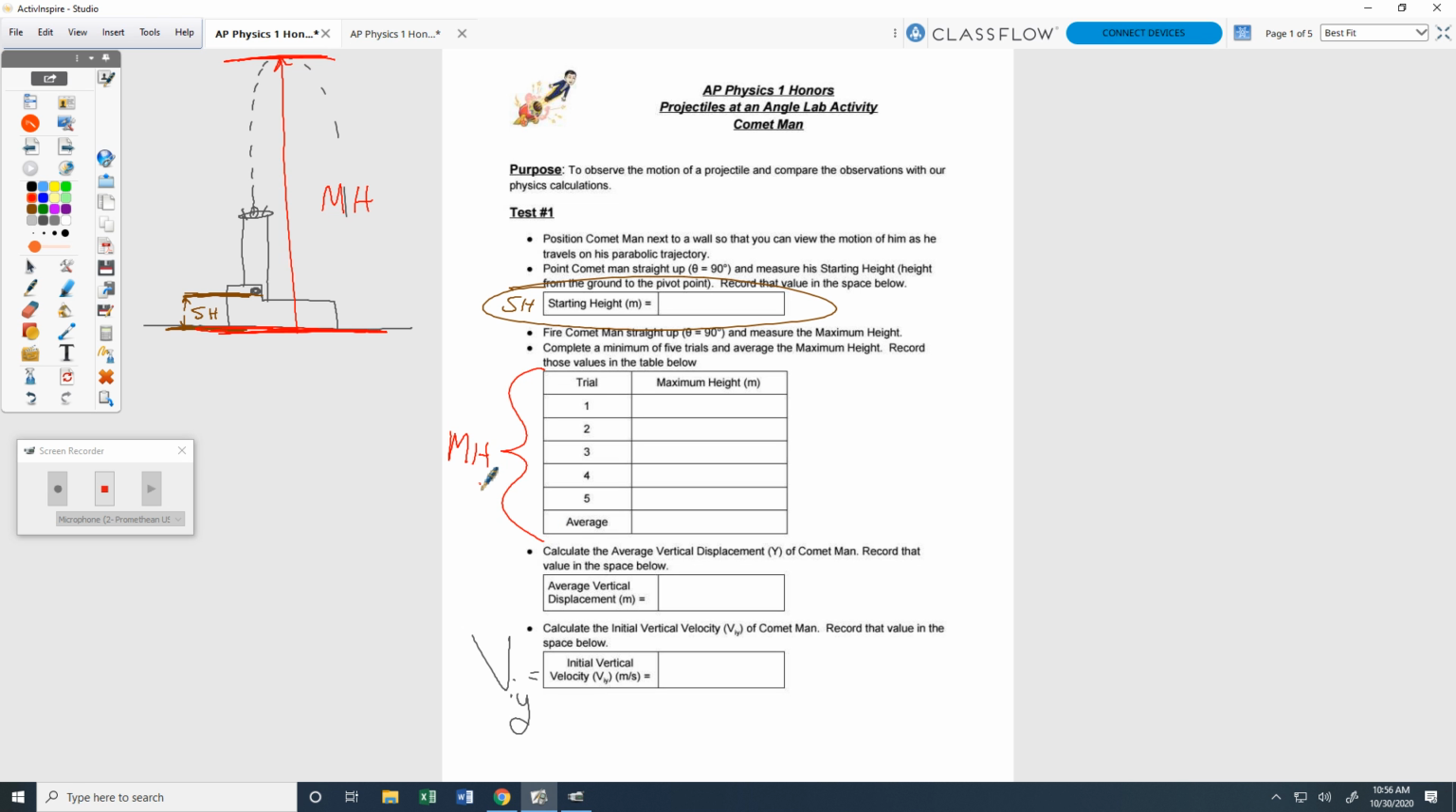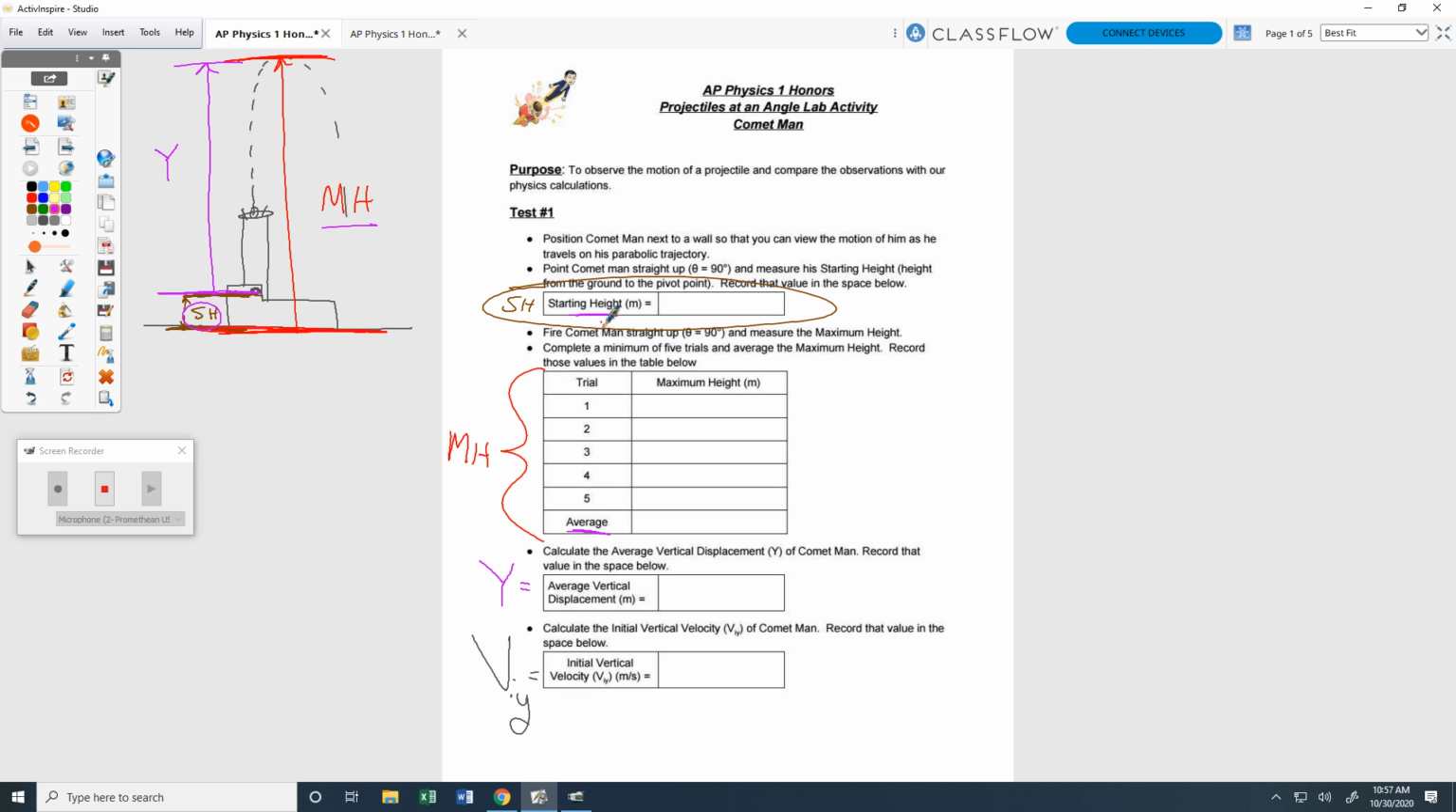Now some people did measurements a little bit differently, so you might be a little different from what I have, but really what I want is Y. Y is the average vertical displacement, from this pivot point up to this maximum height. If you have a maximum height and a starting height, you take the difference between those two. So you take the maximum height minus this little starting height, and that finds this Y value. That's the reason it's in there.